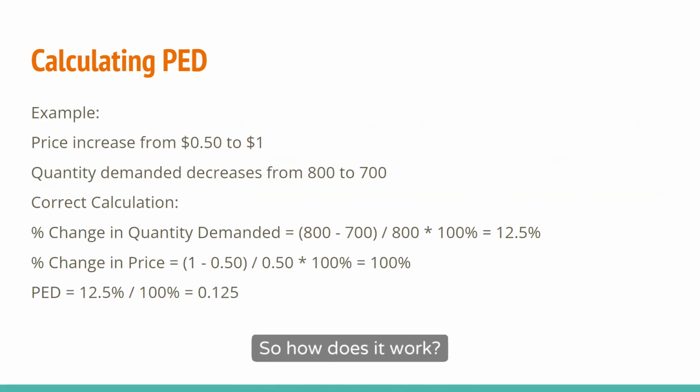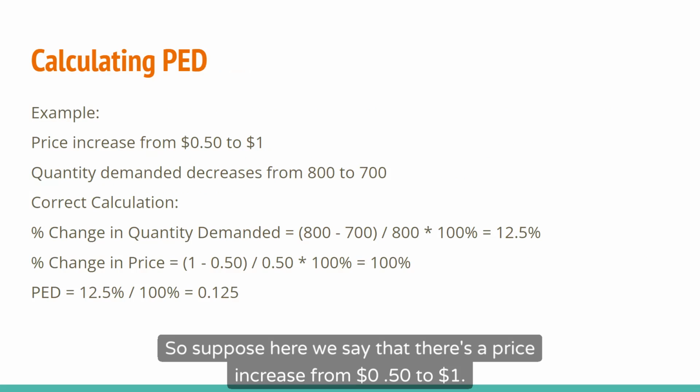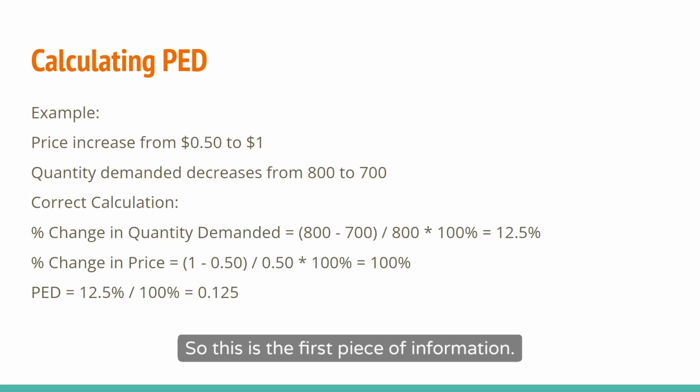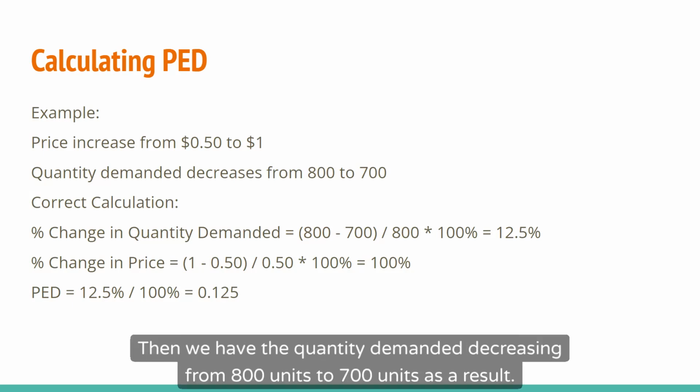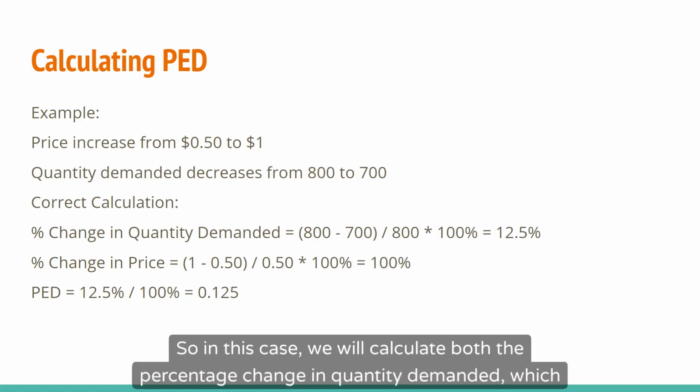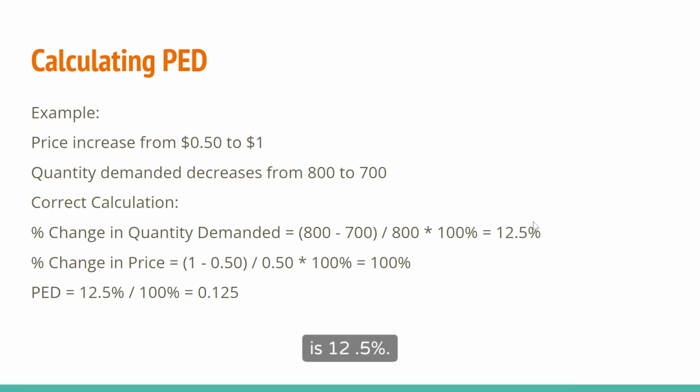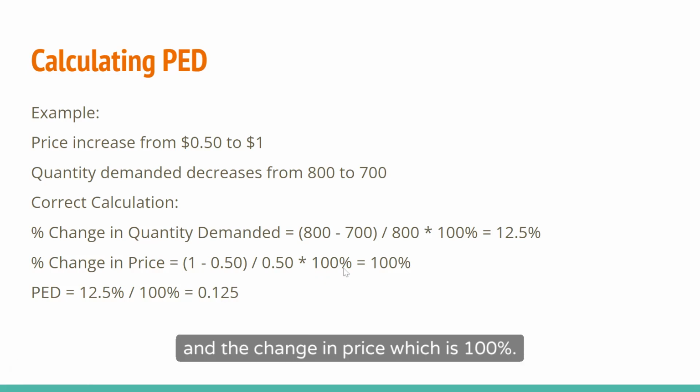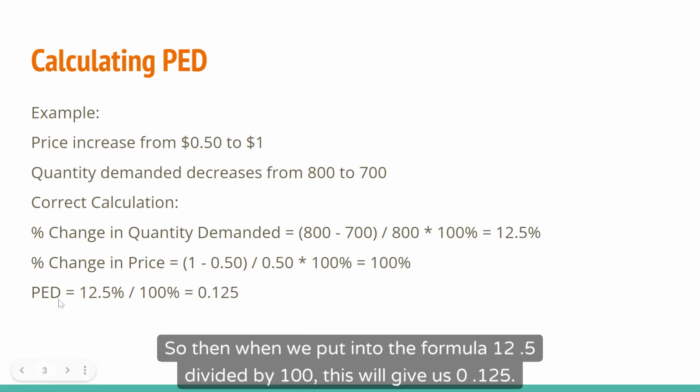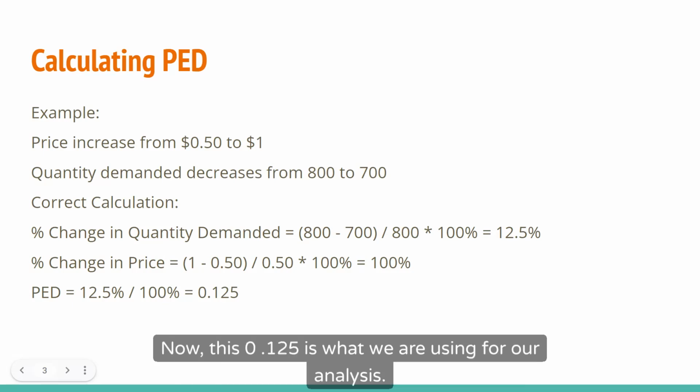So how does it work? Suppose there's a price increase from 50 cents to $1. This is the first piece of information. Then we have the quantity demanded decreasing from 800 units to 700 units as a result. In this case, we calculate both the percentage change in quantity demanded, which is 12.5%, and the change in price, which is 100%. When we put it into the formula, 12.5 divided by 100 gives us 0.125. This 0.125 is what we are using for our analysis.